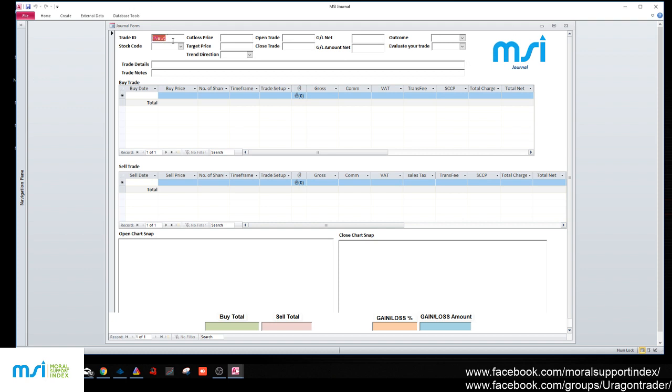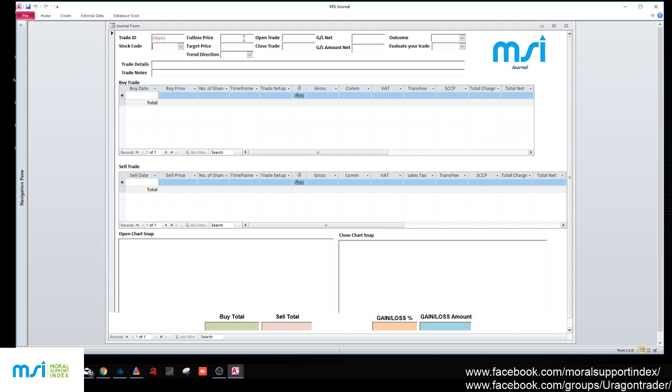So here, meron tayong trade ID. Yung trade ID is auto-generated number. So we don't need to enter or do anything in this column. As you will notice also, ginawa kong red yung text field niya para to remind you na you don't have to enter anything there. So every time you will put a journal, magkakaroon kayo ng trade ID. Then you'll have to select your stock codes for that particular trade ID.